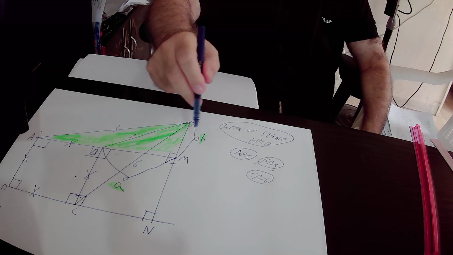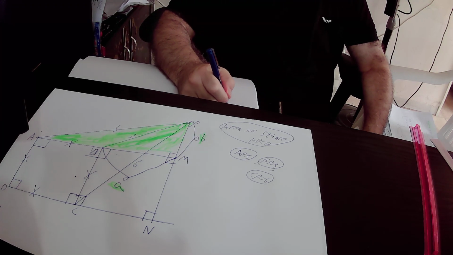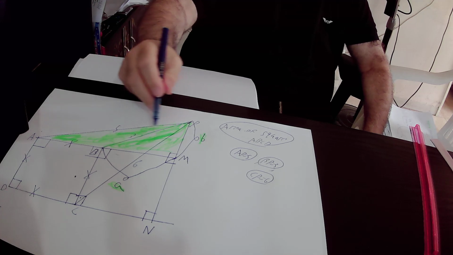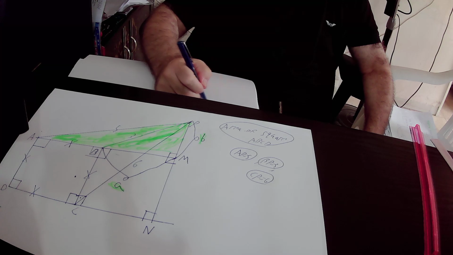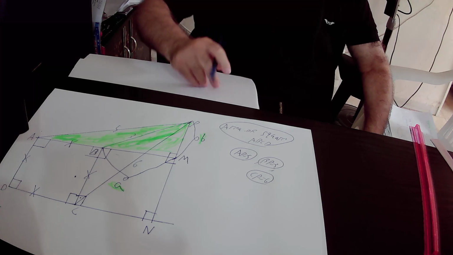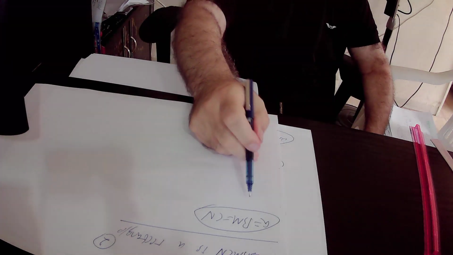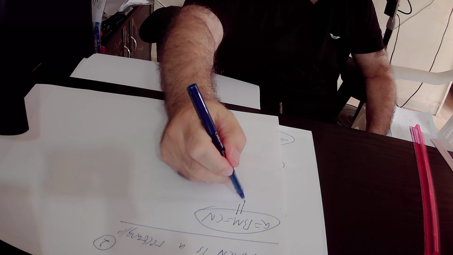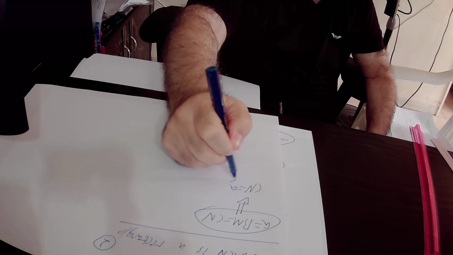That is to say, BM equals CN. But we know that BM equals a according to our definition, and from this equation, a equals BM equals CN, we derive that CN is also equal to a. CN equals a.